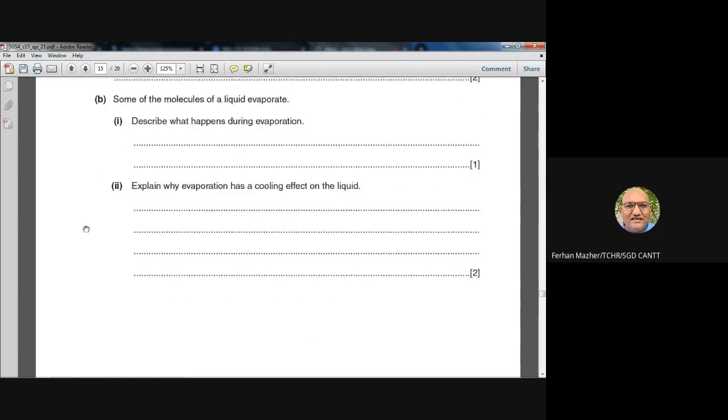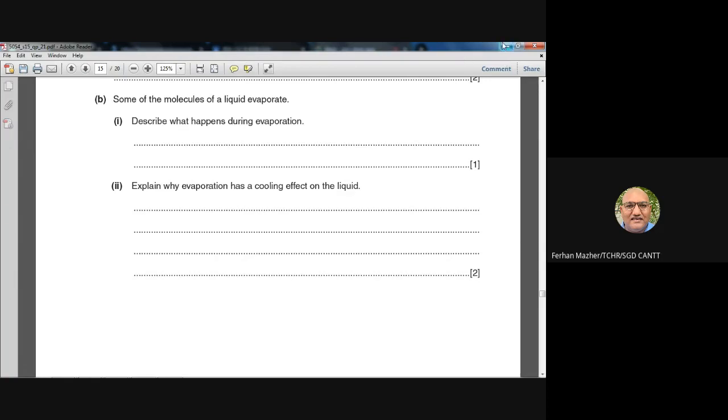So B part, some of the molecules of a liquid evaporate. Describe what happens during evaporation. So during evaporation, what happens? You see the molecules with higher kinetic energy. They come to the surface of the liquid, and from there they go into the air. Okay, the molecules which have higher kinetic energy are able to overcome the intermolecular forces and overcome the atmospheric pressure. They leave from the surface of the liquid.